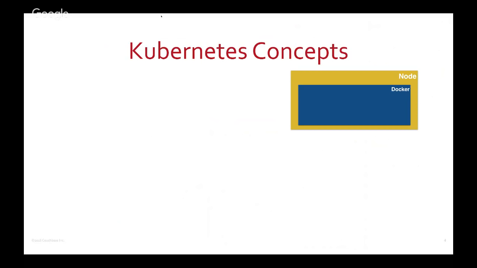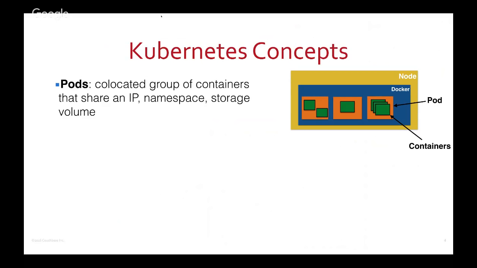Let's get into Kubernetes concepts. So we understand that on a node, which is a physical machine or a VM, doesn't matter really, there is a Docker host running. The Docker host does all the provisioning, downloading the image, running the container, all of that stuff. Now, on top of that, the basic unit that Kubernetes provides is called a pod. A pod is nothing but a collocated group of containers that share an IP namespace and storage volume. The typical use case I've seen is one pod with one container, but in certain cases, you will see multiple containers run within the pod.